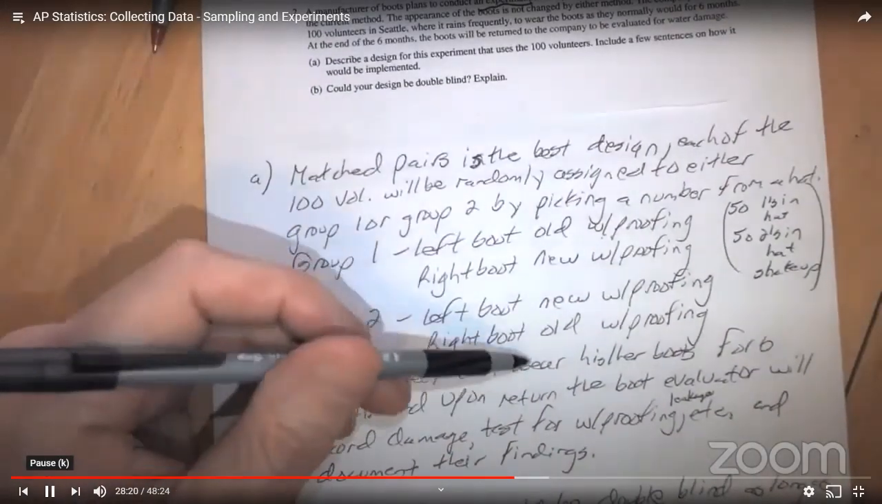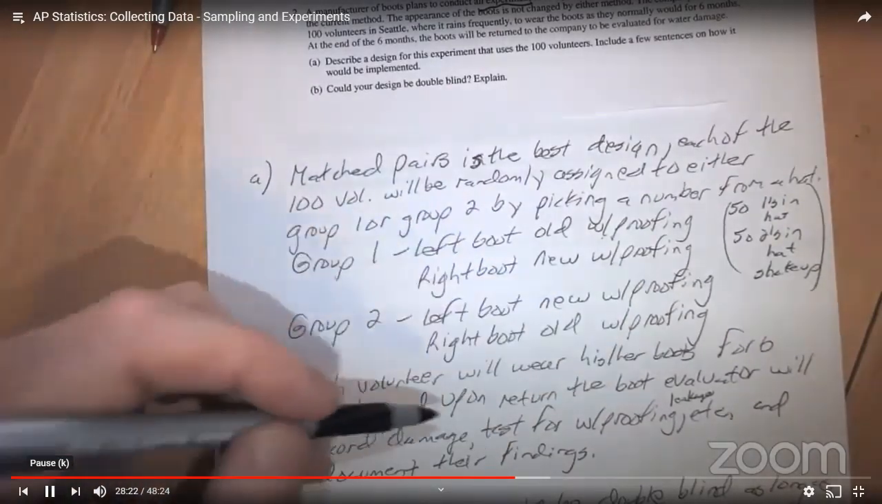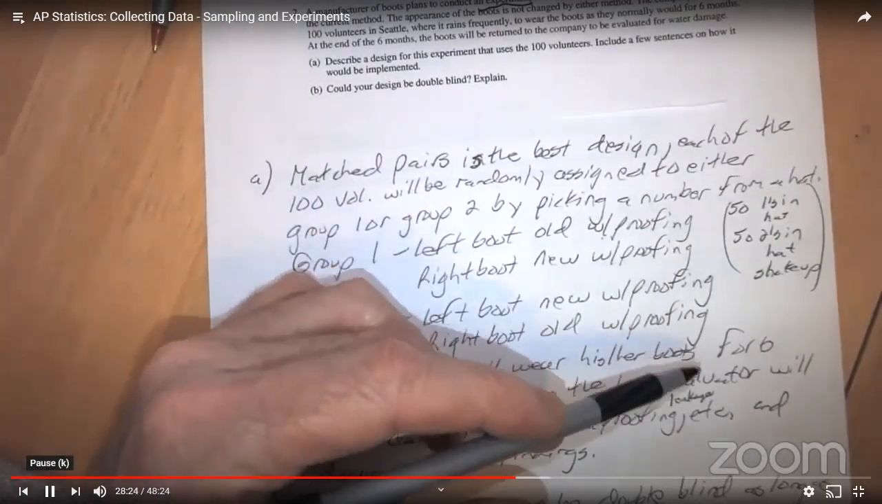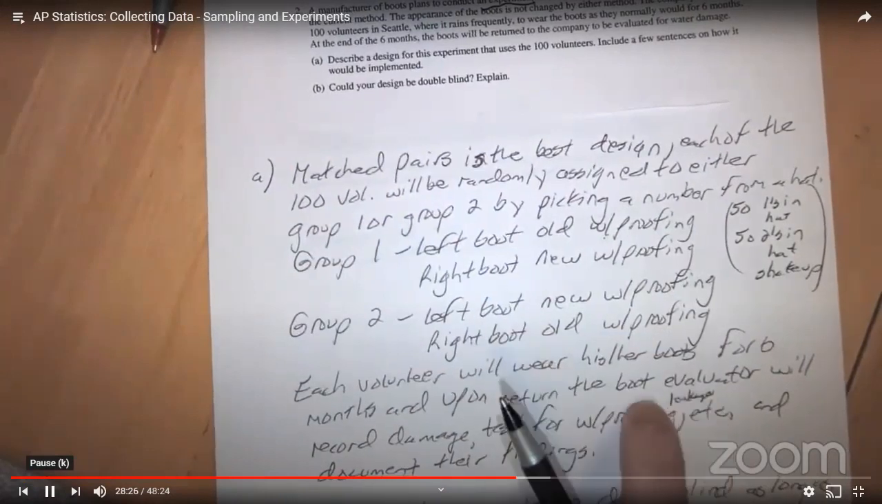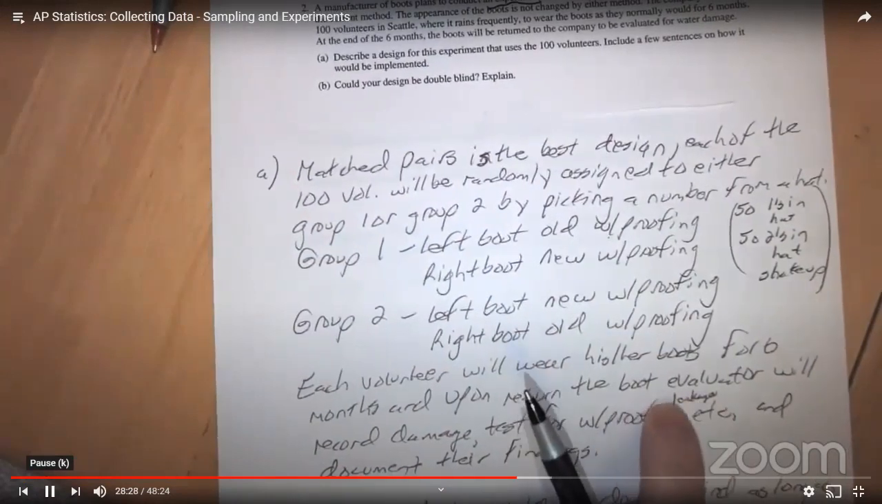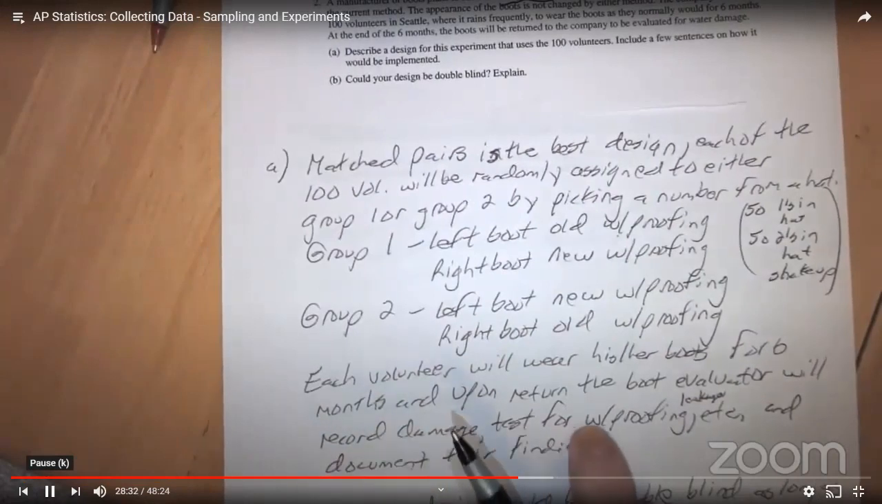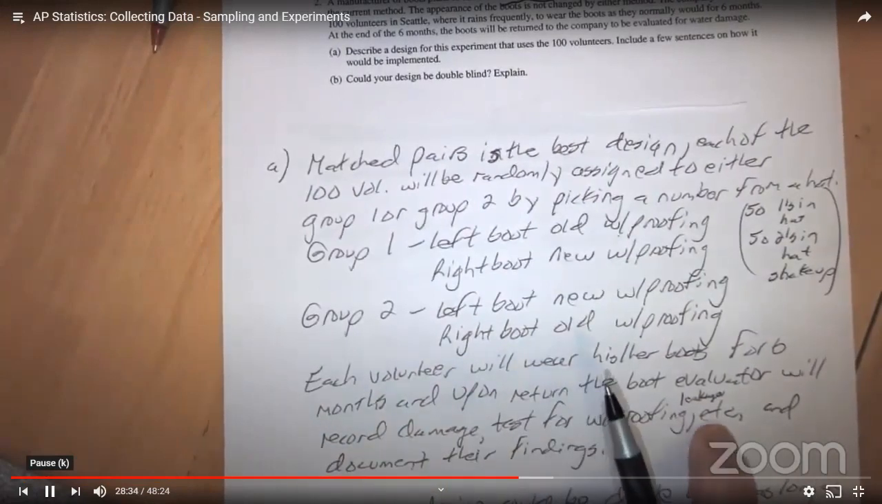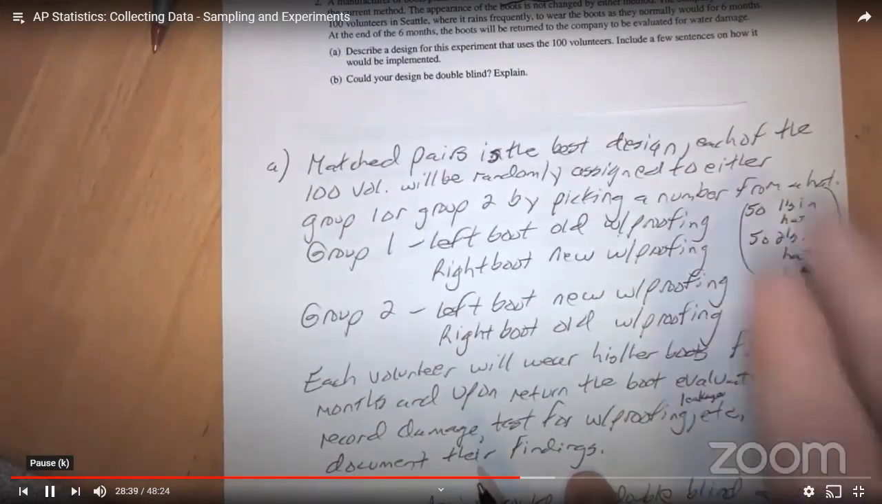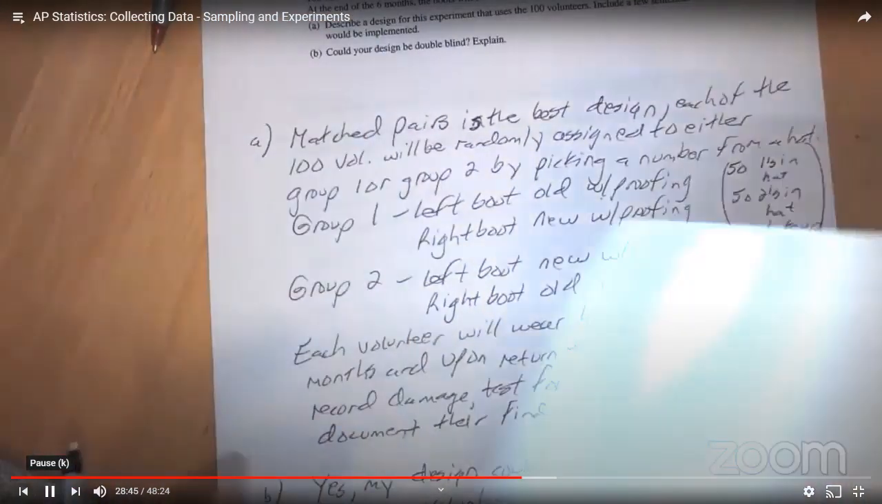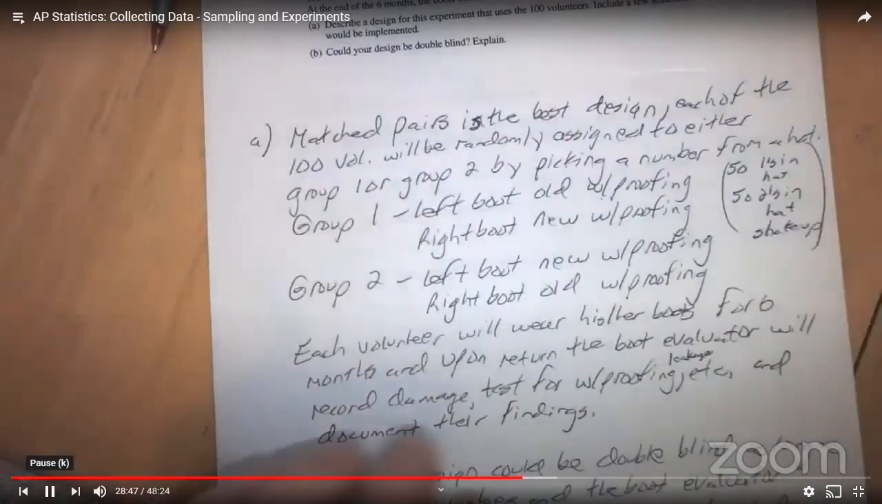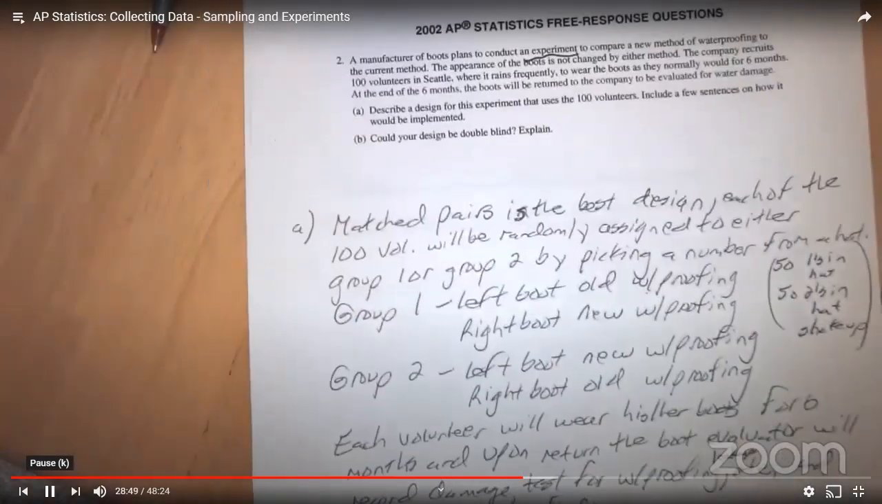Each volunteer will wear his or her boots for 6 months, and upon return, the boot evaluator, which is such a strange way to define that person, but I didn't know what else to call them, will record damage, test for waterproofing leakage, tears in the boots, and document their findings. So that's why this second sentence is so important. And once I show my students this, almost all of them come up with this design here, and they get mad at me when I tell them it's not the best design.